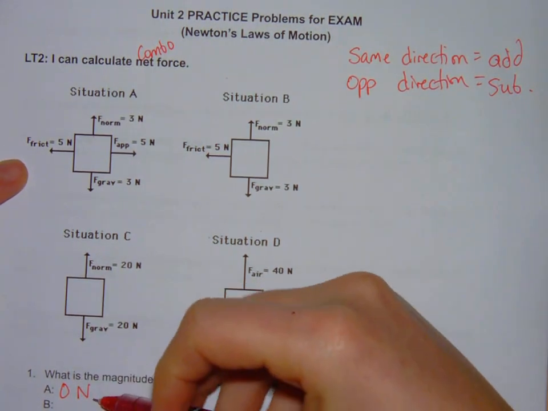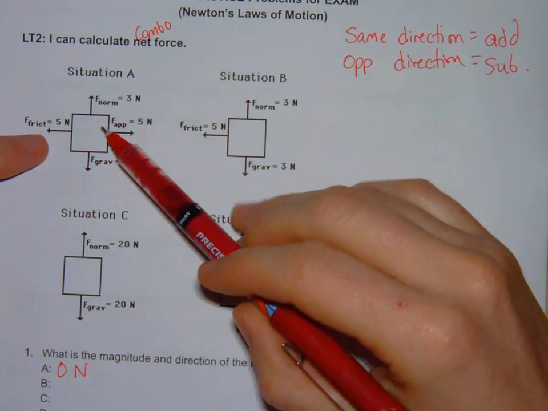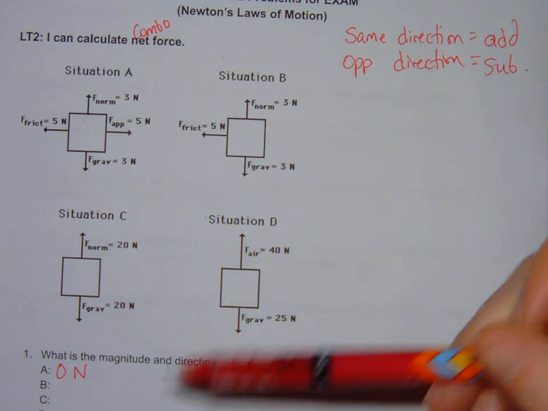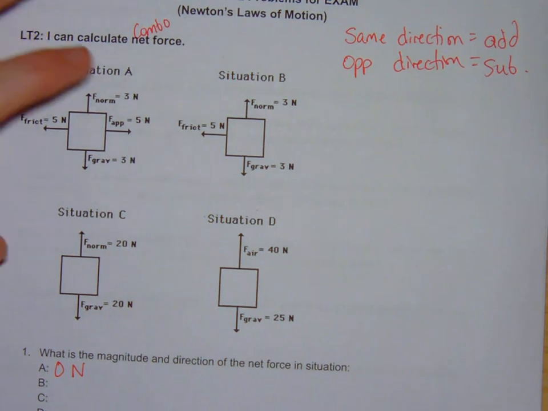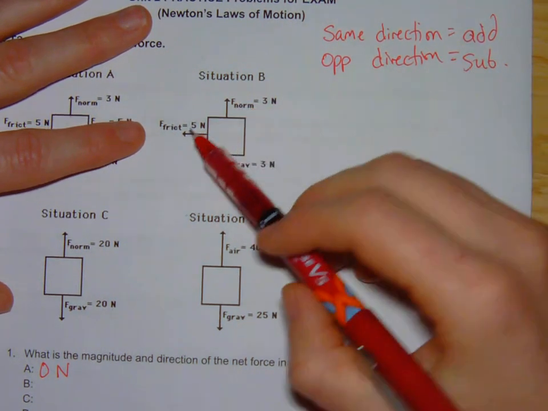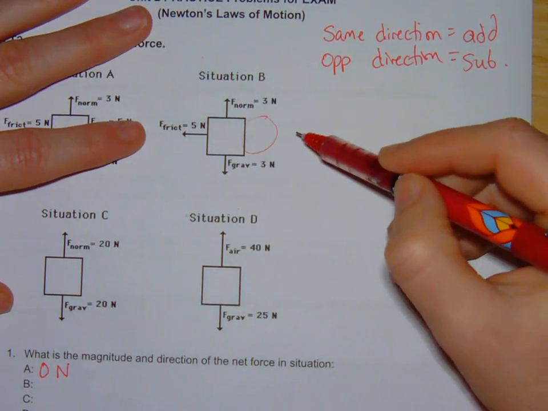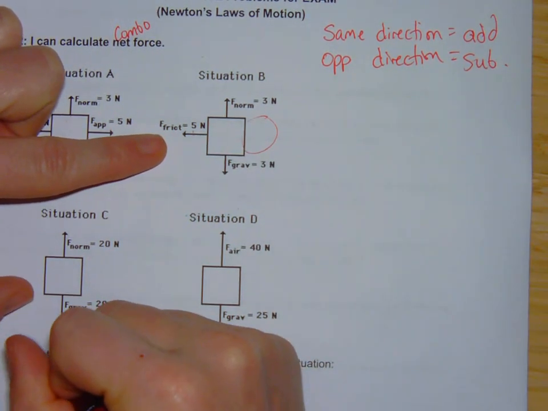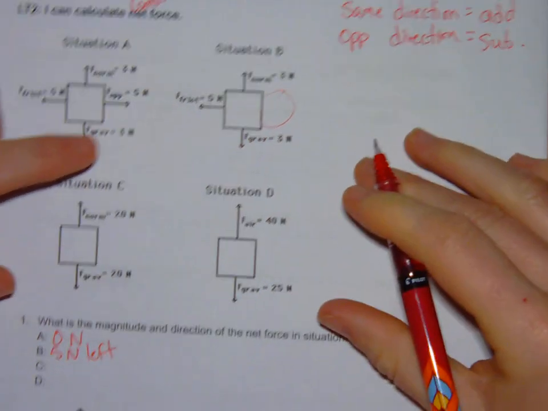Okay, 0 newtons. So this thing is either at rest or it's moving at a constant velocity. Okay, we don't know which. All we know is it's not changing its motion because there's no net force acting on it. We go to B, 3 up, 3 down, cancel out. Force of friction is 5 to the left. There is nothing over here, so there's nothing to cancel this out, which means the net force is 5 newtons left.